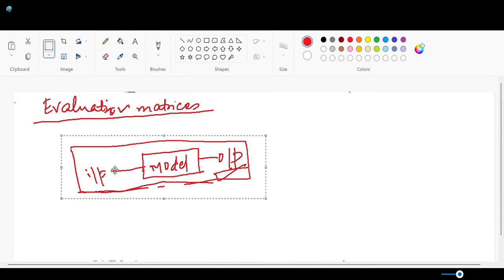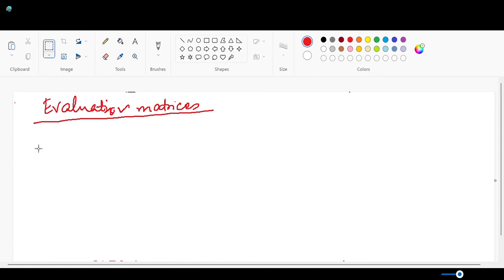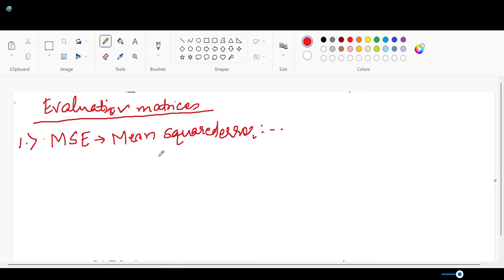So let's continue. First of all, let me clear this area. To start off, the first way which we are going to learn is mean squared error. So what is this mean squared error? This mean squared error is actually one of the most used methods. We even use this as a loss function.